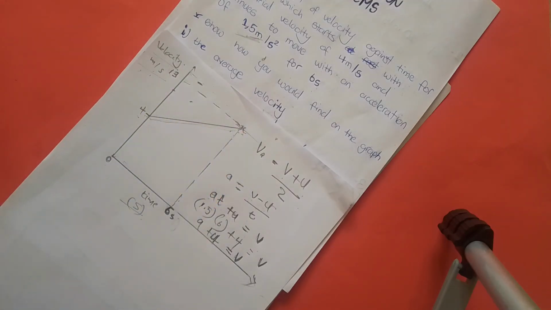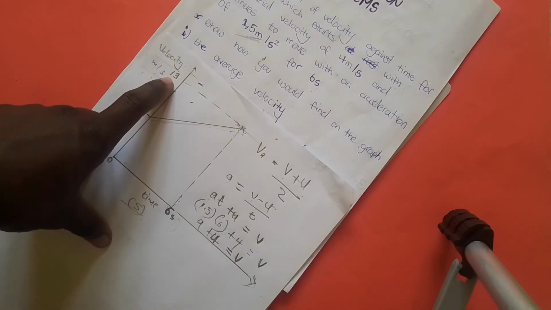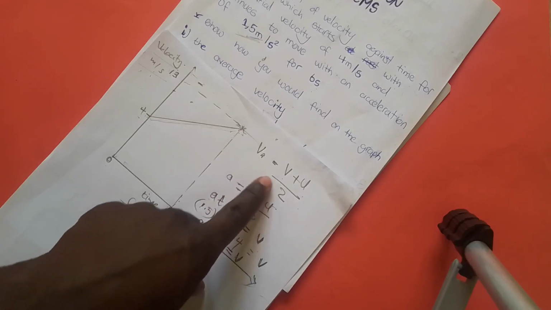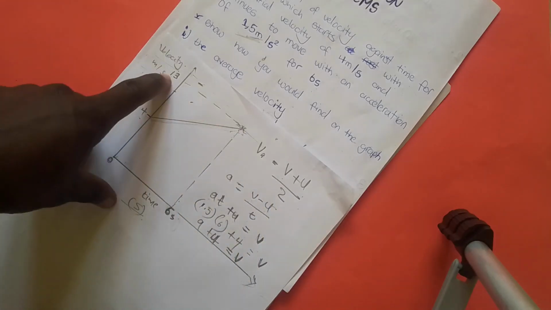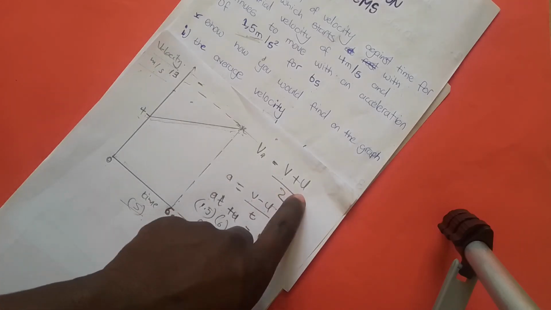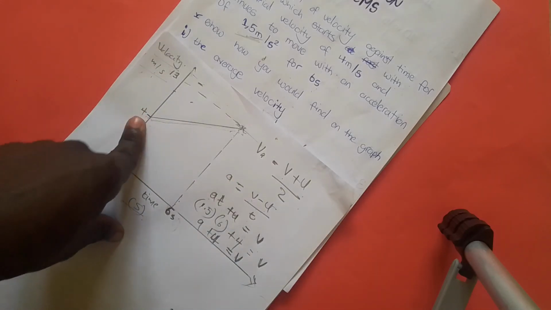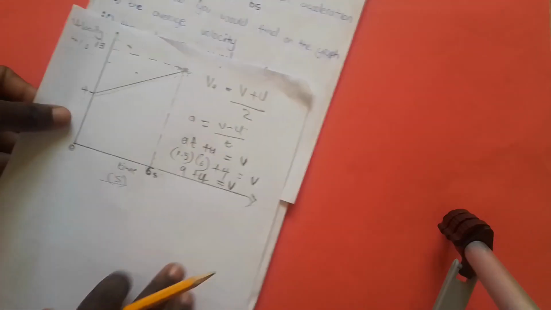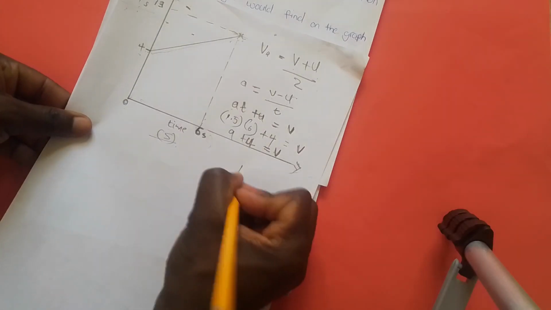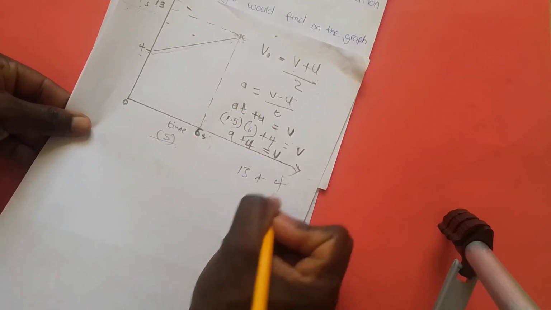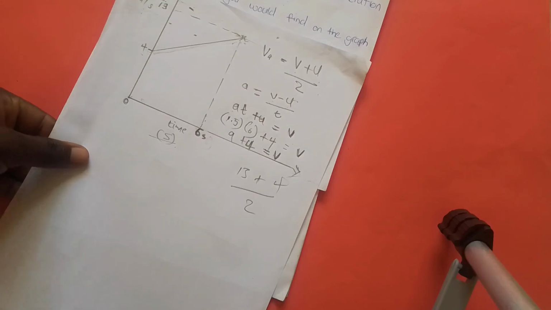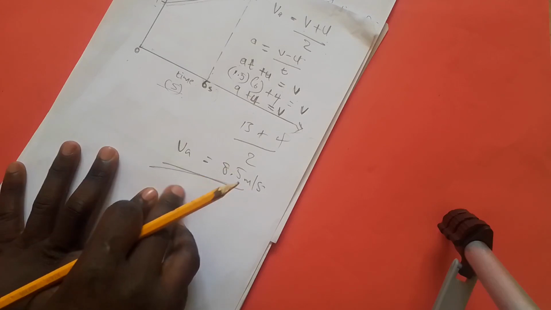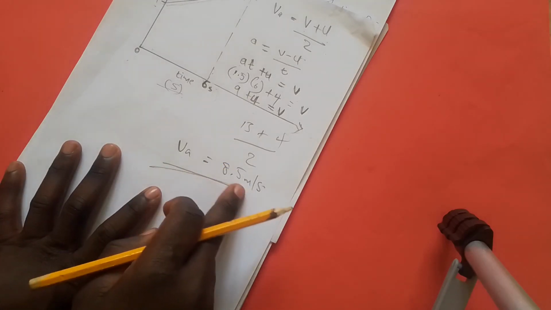Okay, so the reason why we calculated this 13 is that the question is asking us to find the average velocity. With the average velocity, VA is equal to the final velocity, which is 13 meters per second, plus the initial velocity, which is 4 meters per second, divided by 2. Obviously the average velocity is going to be equal to 13, the final velocity, plus 4, the initial velocity, divided by 2, right? As a result, the average velocity is going to be equal to 8.5 meters per second.